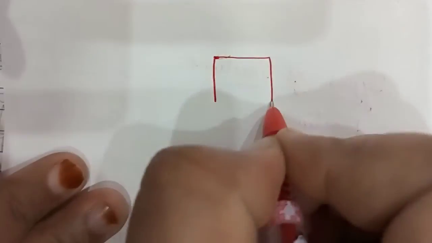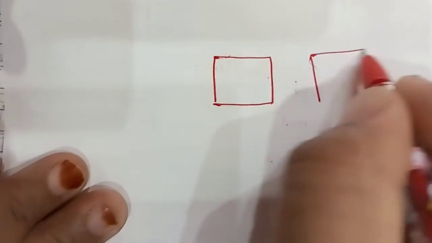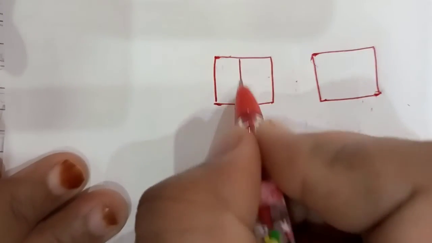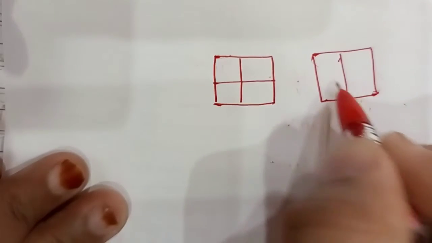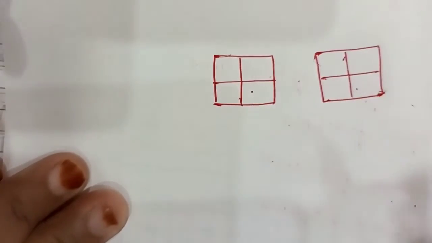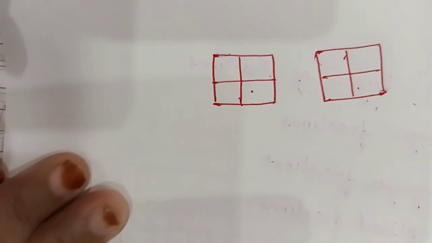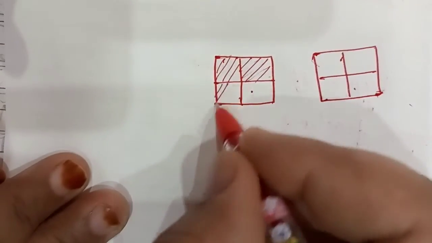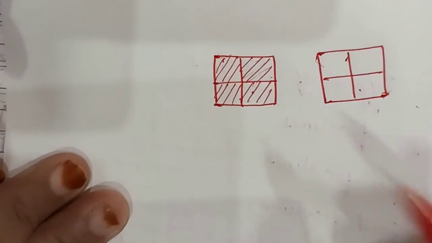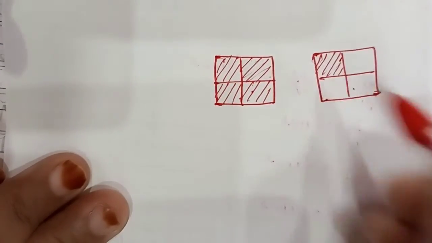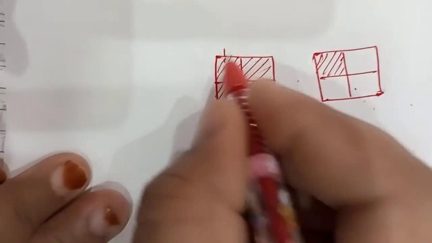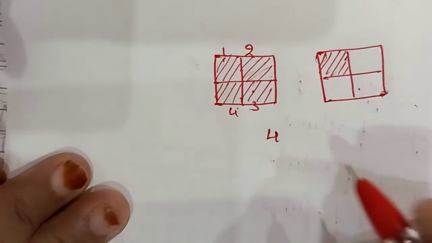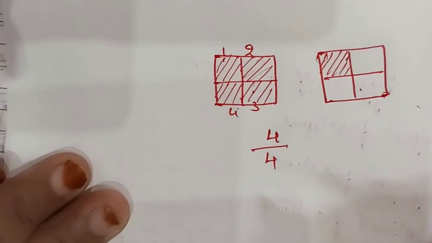Suppose you have 2 chocolates, or 2 squares, whatever you think. We have made 4 equal parts in each of these 2 squares. Now in the first square, all 4 parts are shaded, and in the second square, one part is shaded. Out of 4 parts, how many are shaded? 4 out of 4. So 4 by 4.